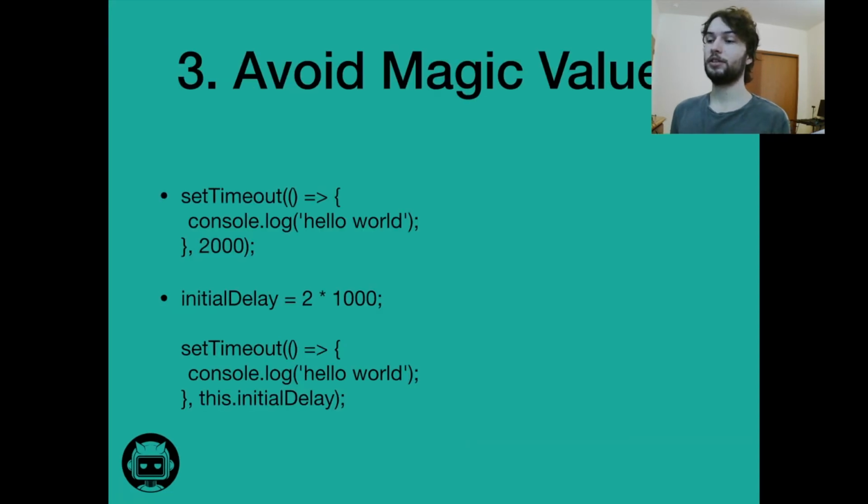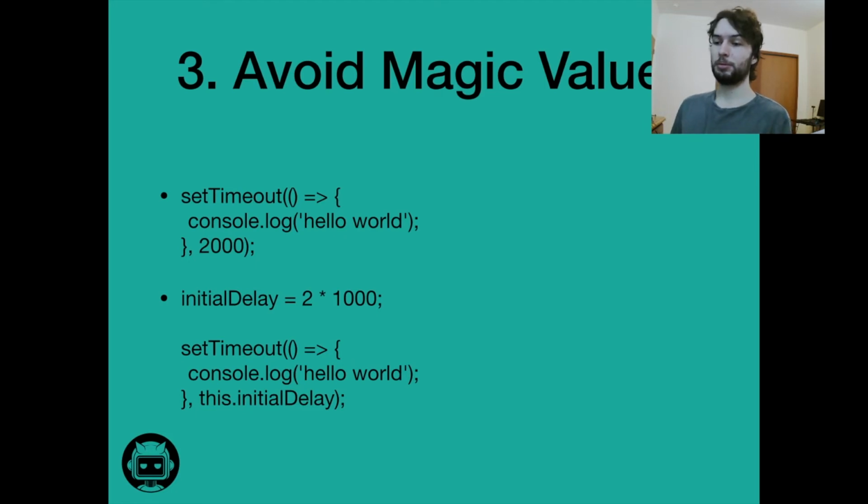Alright, next tip I have for you guys is avoiding magic values. And this is just so that your code is easier to read and easier to configure. So let's say you have this set timeout function, and then inside of there you console log something, and the delay on the set timeout is 2 seconds. Well, 2 seconds is kind of what's called a magic number or a magic value. And if someone is reading that code, they might not know why it's 2 seconds instead of like 5 seconds. Like why? What's so special about 2 seconds?